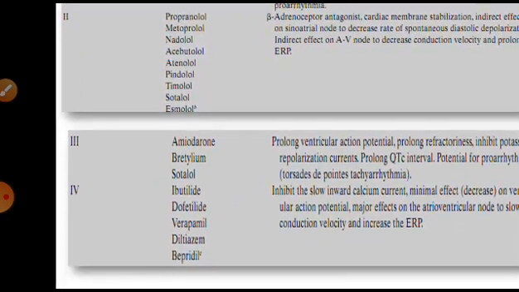The third one is amiodarone, a very important and very much used drug in arrhythmia. Amiodarone, bretylium and sotalol. The fourth one is ibutilide, dofetilide, verapamil, diltiazem and bepridil. So here we have the calcium channel blockers as well coming under this category.